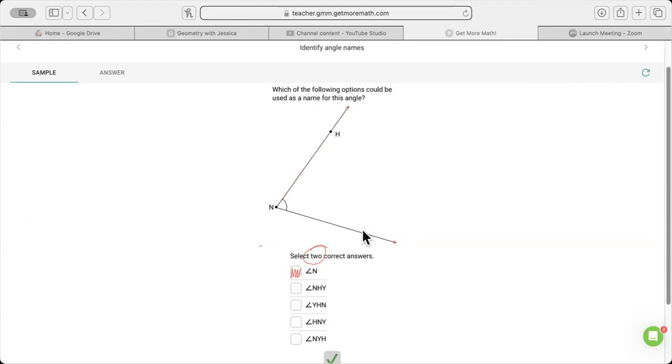YHN would look like that. That's not what we have. So that's a no. HNY, that is a big fat yes, HNY. And again, NYH would look like this, so no. So again, just remember the vertex has to be in the middle. That will help make sure that we know. All right, let's see what else we have here.